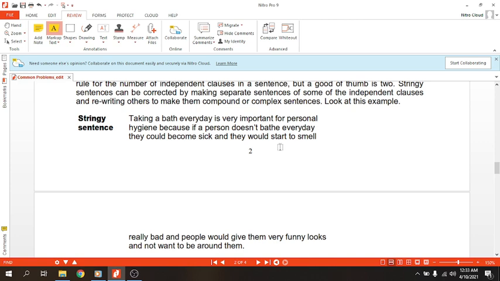So taking a bath every day is very important for personal hygiene because if a person doesn't bath every day, they could become sick and they would start to smell really bad and people would give them very funny looks and not want to be around them. Whew. Finally I can breathe.